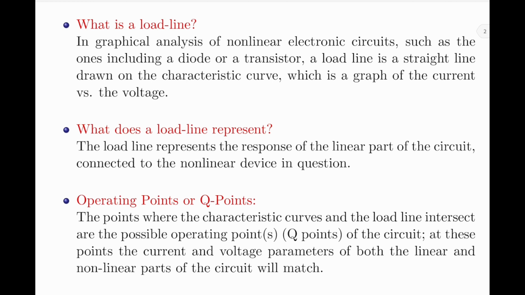Another important thing to note when we are discussing the load line is the operating points or the Q points. Let us understand what are these points. The points where the characteristic curve that represents the nonlinear device and the load line that represents the linear part of the circuit intersect are the possible operating points or Q points of the circuit. It is at these points the current and voltage parameters of both the linear and nonlinear parts of the circuit will match.